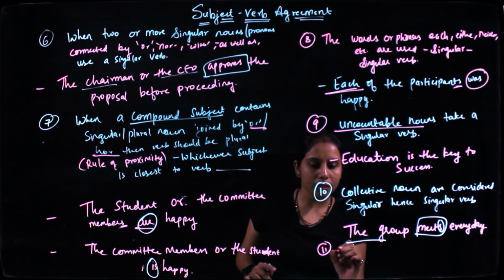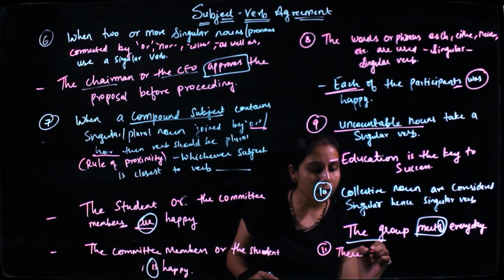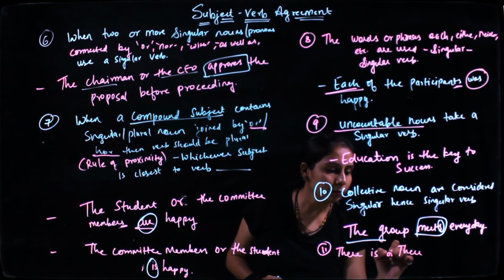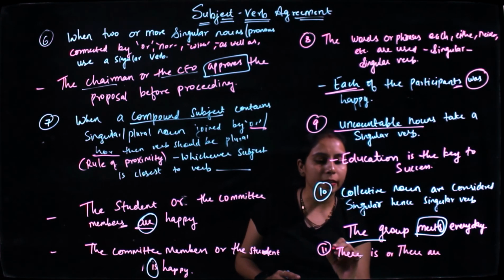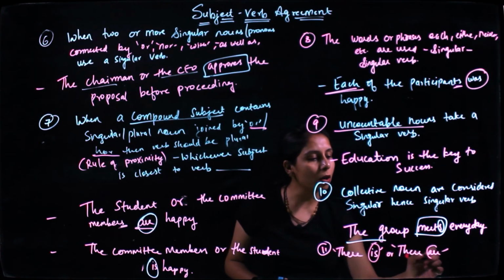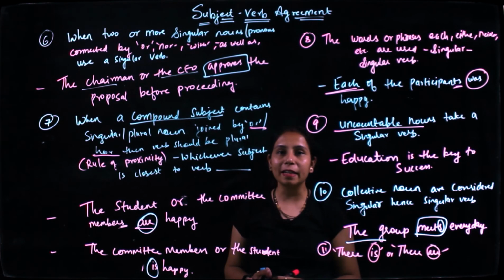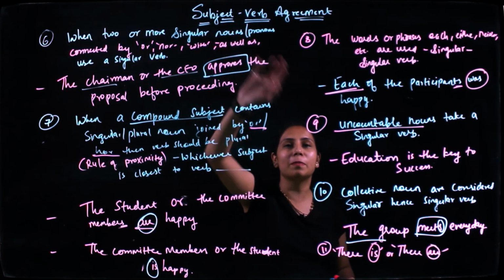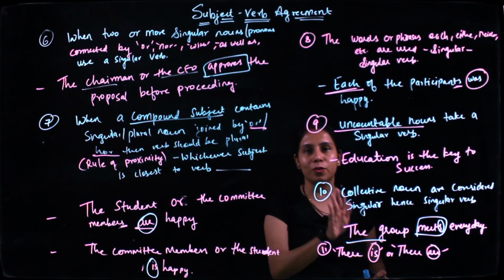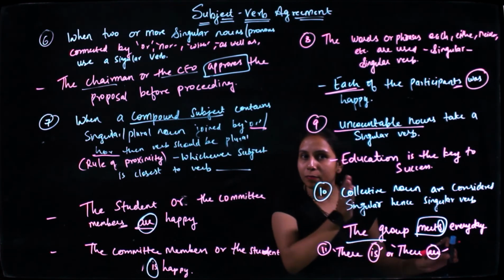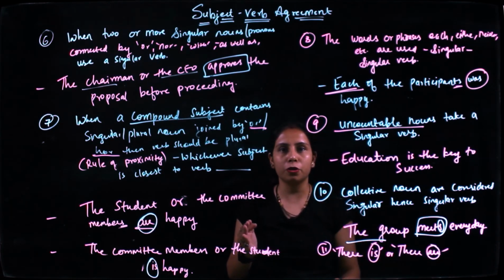agreement. Last, this is when there is or there are. The sentence starts with "there is" or "there are." This depends, the "is" would come or "are" because this is coming in the beginning. The verb is coming in the beginning. Then it is not subject verb agreement. It is verb subject agreement. Then as per the subject coming behind, your verb would change.